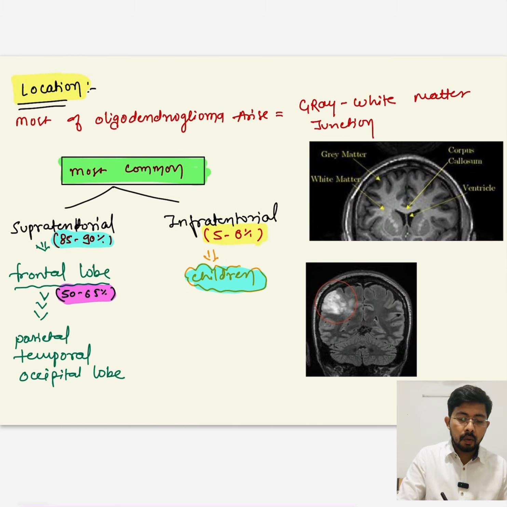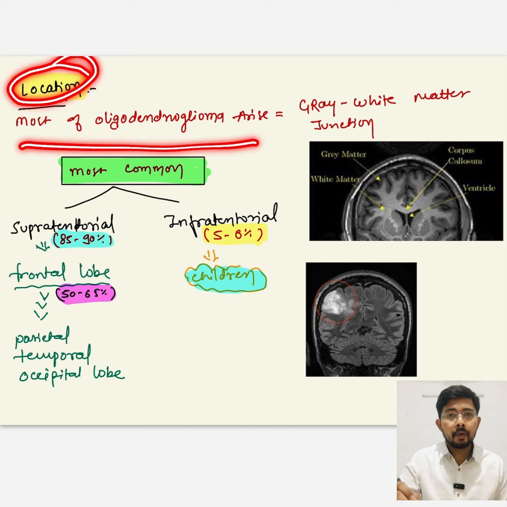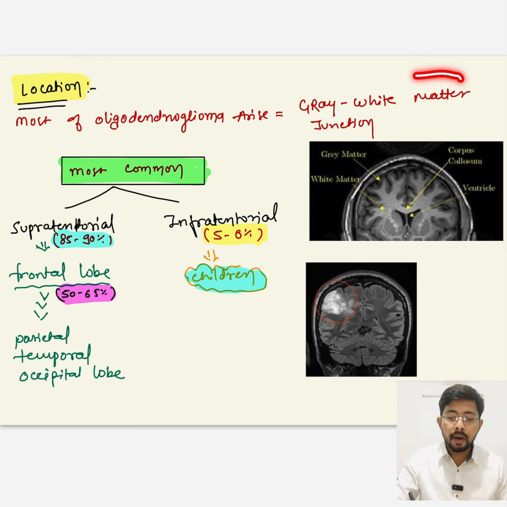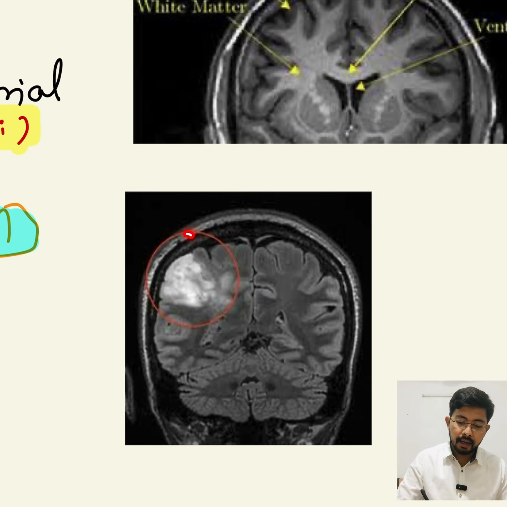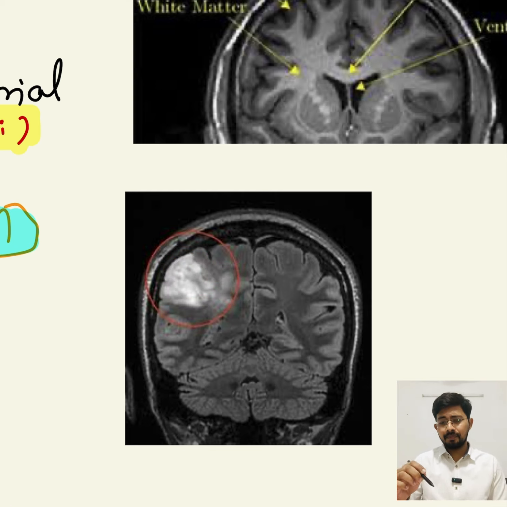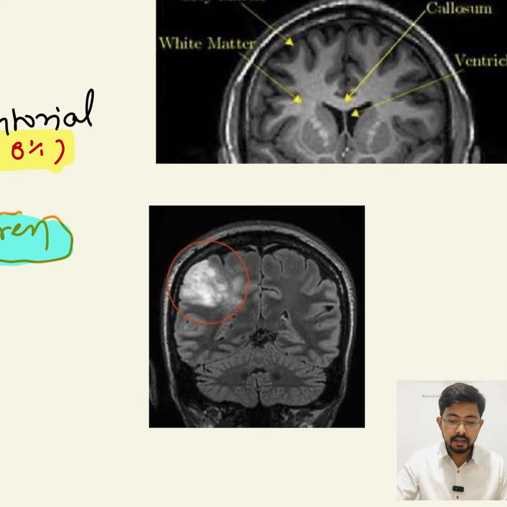So here is the location. Most commonly, oligodendroglioma arises from the gray-white matter junction. Here in this image we can see the gray matter, and the white is the white matter. Somewhere here at the gray-white matter junction this tumor will arise. In this MRI, we can see a hyperintense ill-defined lesion, appearing heterogeneously hyperintense, present at the gray-white matter junction.